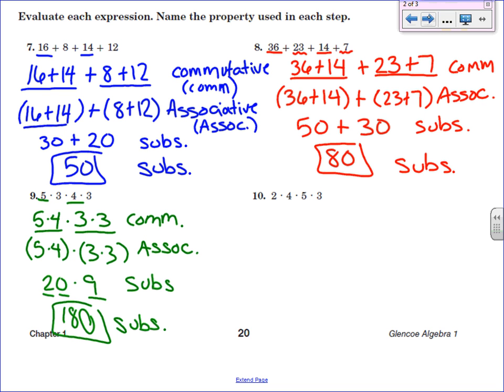And then the next one, again, I'm looking for something that ends in a 0 when I multiply, so it'll be nice and easy. Ideally, it would be 10. 2 times 4 is 8, but 2 times 5 gives me 10. So I'm going to put the 2 and the 5 next to each other. And that's the commutative property. Then I want to do 2 times 5 separate from 4 times 3. So I'm going to put them in parentheses.